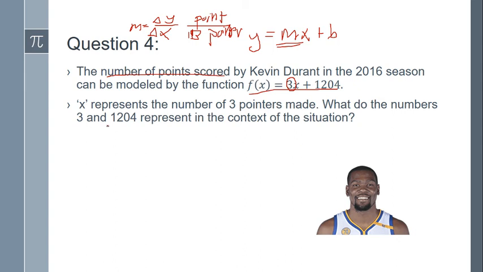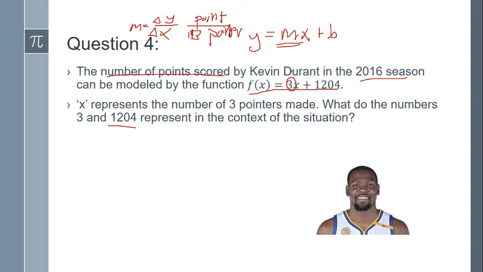All right, so now what about the 1204? Let's think about what the function's representing. Well, it's the total number of points that Kevin Durant scored during the 2016 season. So if I were to actually be graphing this, I'd have a y-intercept. Remember, that's our initial something. It'd be like saying he had 1,204 points, and then we add to it all the points that he's making per three-pointer, and we'd have his total points.